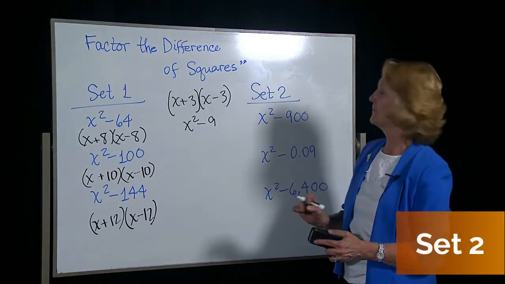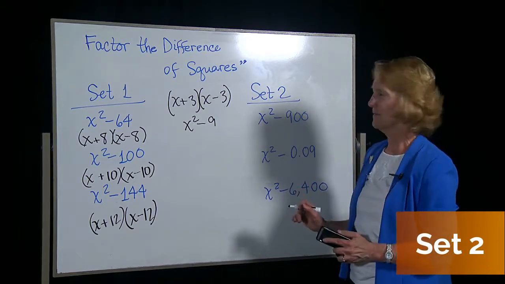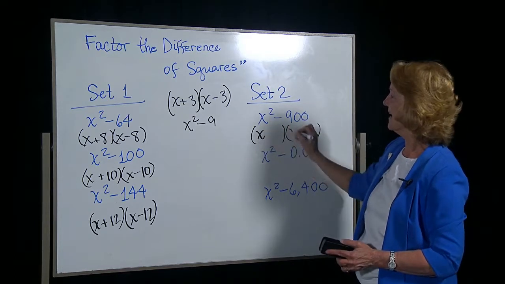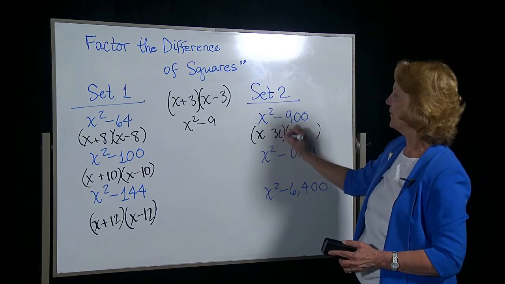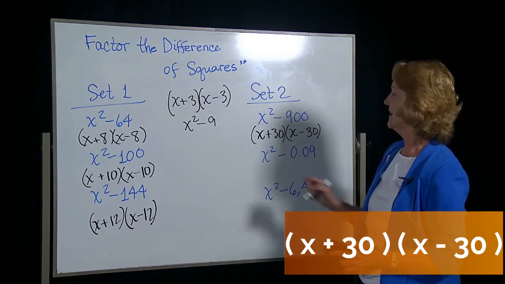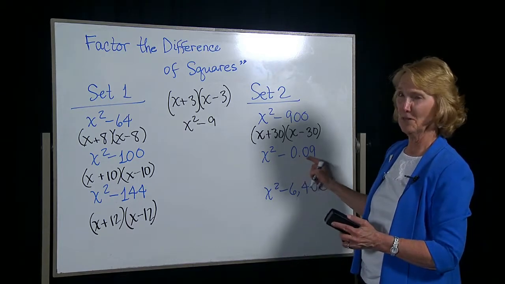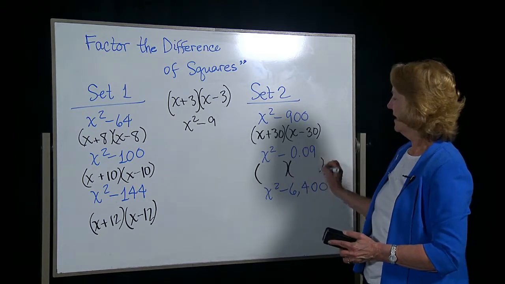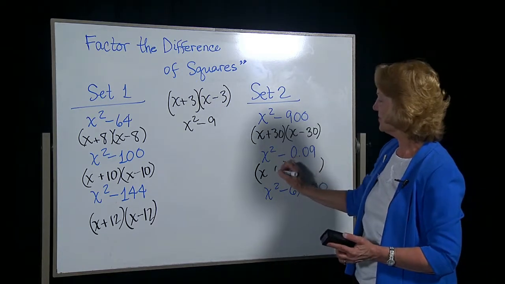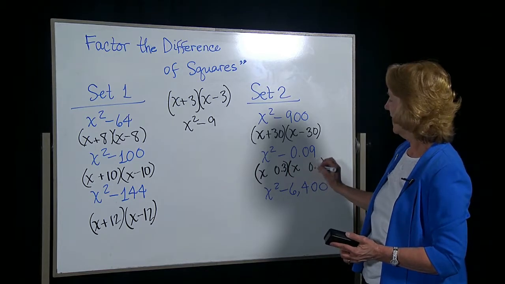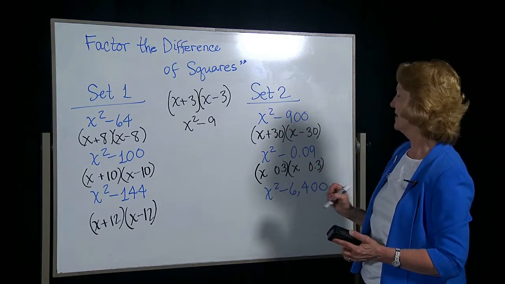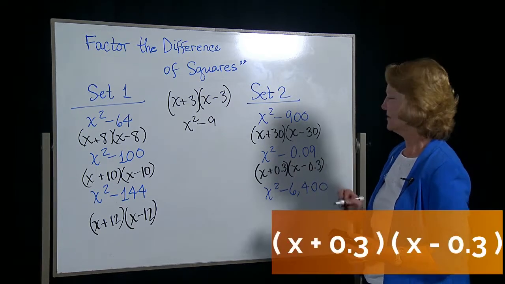Next one, set 2. Same kind of thing, but I used a little bit more complicated numbers. Get your parentheses ready. X squared came from x and x. 900 came from 30 times 30. One time added, one time subtracted. X squared minus 0.09. X squared came from x times x. Now in the factors, you only need 0.3 and 0.3, because 0.3 times 0.3 would give us 2 places behind the decimal. One time add, one time subtract.